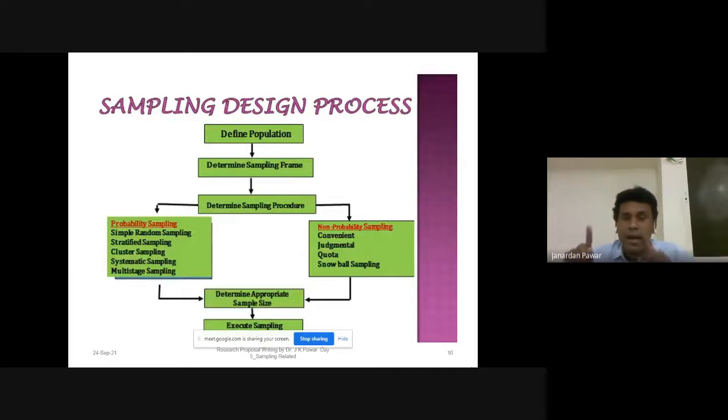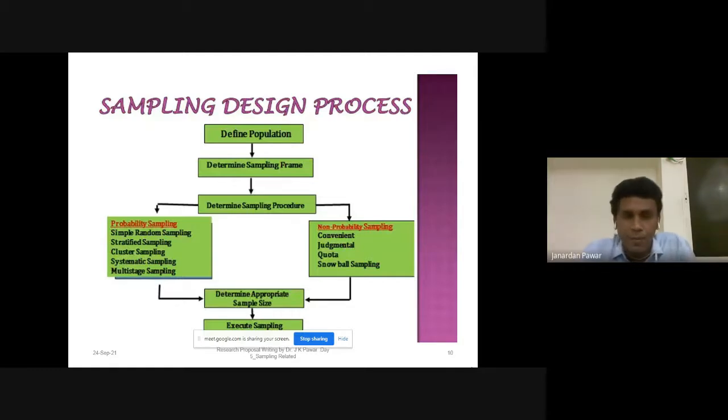If you are going for a population of 100, and you are applying non-probability sampling, there is no equal chance for those 100 people because it is done on certain parameters. It is done on the parameter of convenience. It is done on the parameter of judgment. It is done on the basis of quota. And what is snowball? I'm going to tell you. So there is no equal chance in case of non-probability sampling, and in case of probability sampling, there is an equal chance.